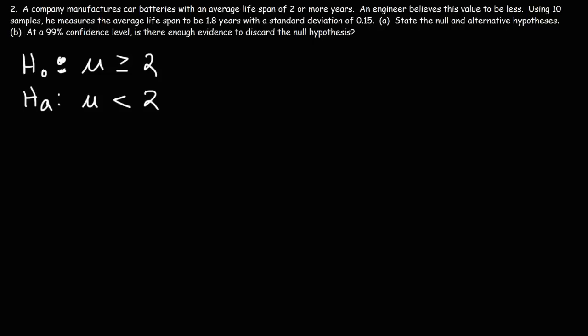Now, what type of test are we going to deal with? Is this a 2-tail test or a 1-tail test? Now, for the alternative hypothesis, if the mean did not equal 2, that would be a 2-tail test. But since the mean is less than 2, it's a 1-tail test, specifically a left-tail test. So let's begin with a picture.